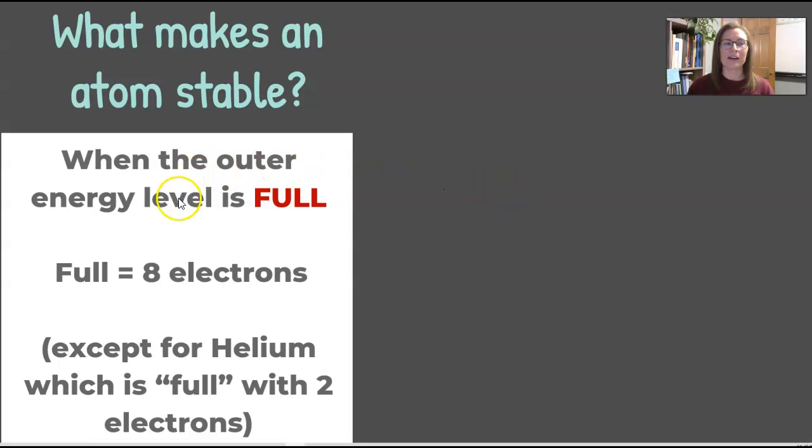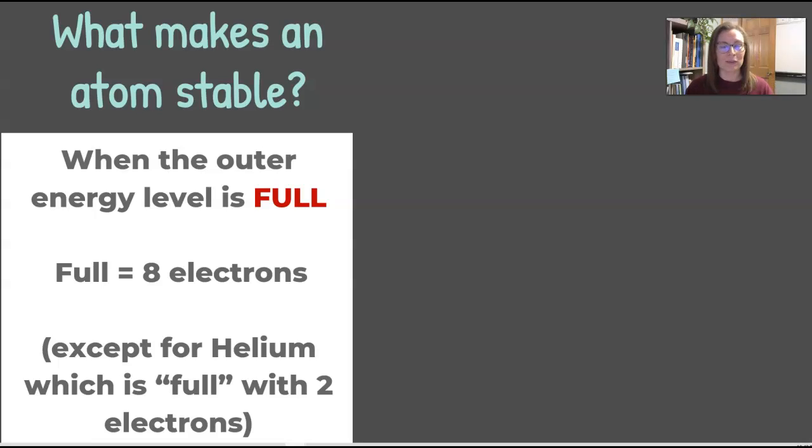If the outer energy level is full, remember the outer energy level, your valence shell, your valence electrons, then the atom is already going to be stable and it won't want to react with other atoms. A full outer energy level contains 8 electrons. Okay, so atoms that have 8 electrons in their valence shell, in their outer energy level, are stable.